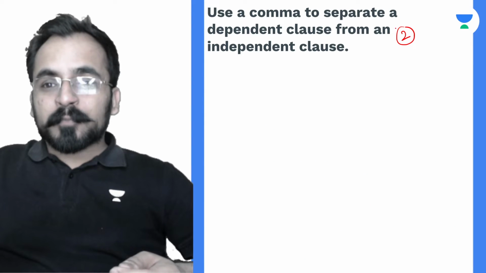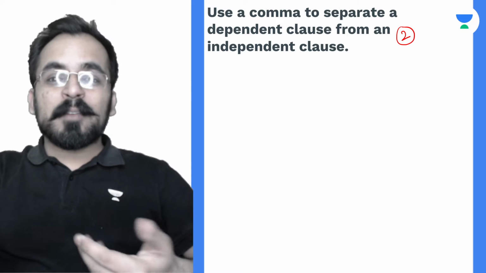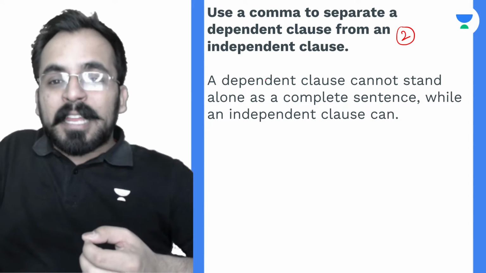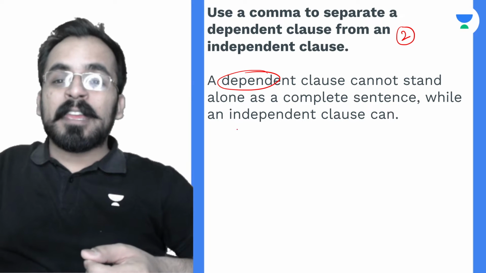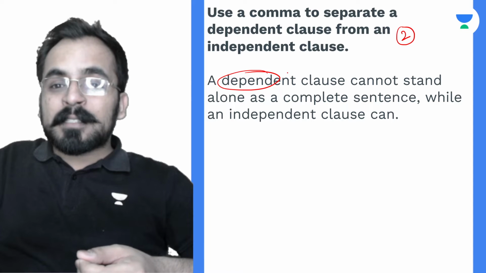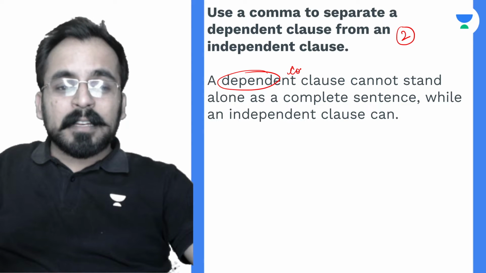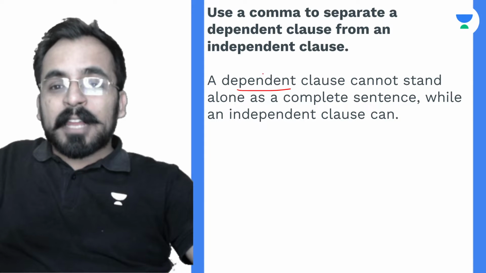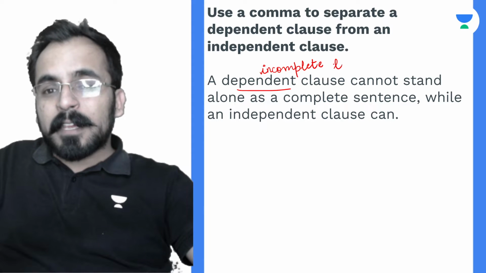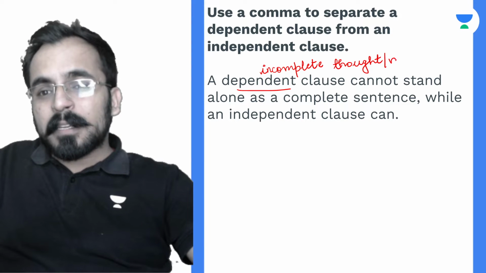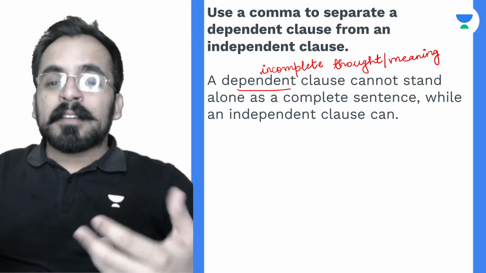The second usage of a comma is to separate a dependent clause from an independent clause. Now you might be wondering, what are these? A dependent clause, as the name suggests, is dependent. It cannot stand alone as a complete sentence. It will need something else to convey its meaning. A dependent clause always conveys an incomplete thought or incomplete meaning, so it is an incomplete sentence in itself. It will need something to convey a complete thought or meaning.